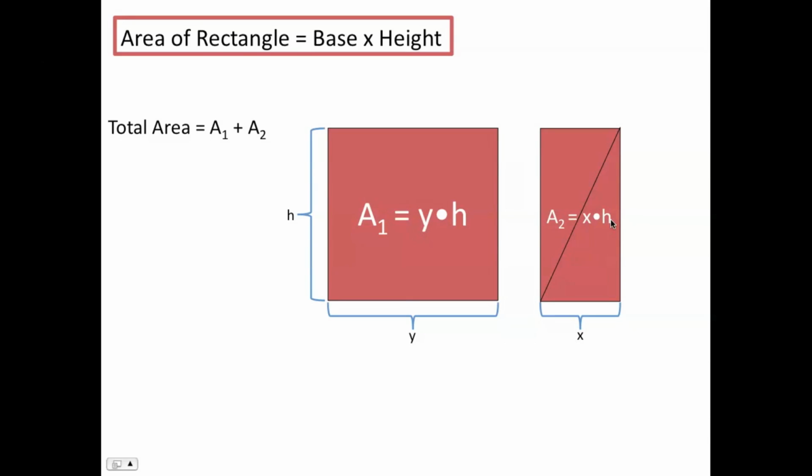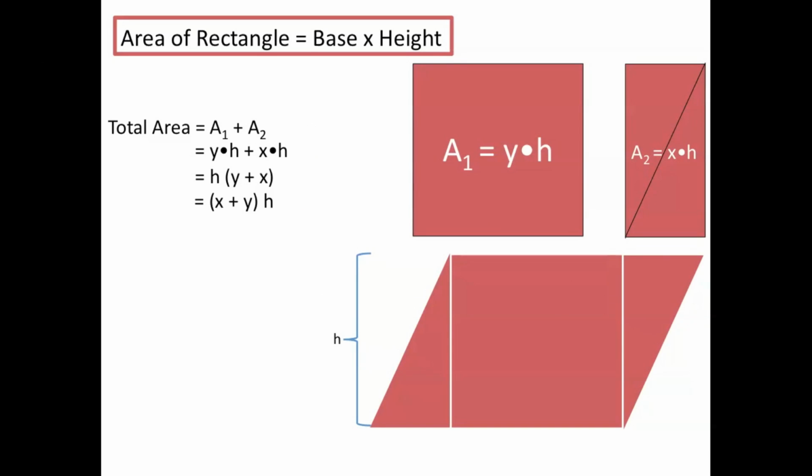So that means the total area of our parallelogram is going to be the area of this rectangle plus the area of this rectangle. So if we put in the terms, we have y times h plus x times h. And if you can see, this h can be factored out, so we end up with h times y plus x, which we can rearrange to write as x plus y times h.